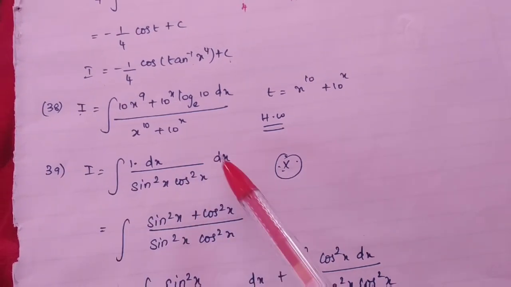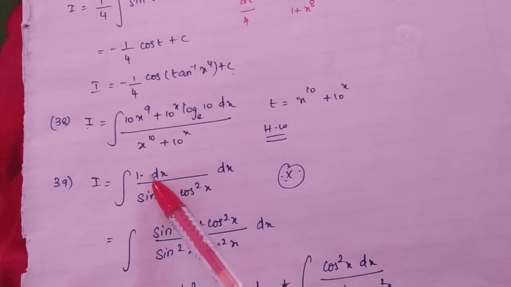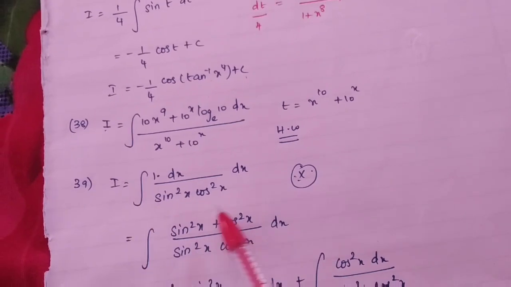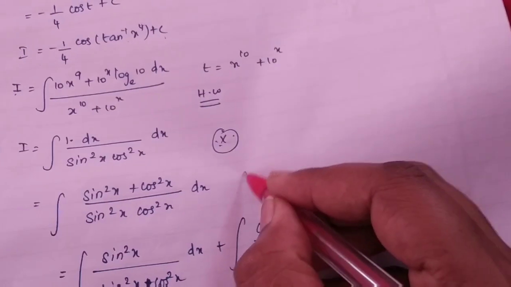The next one, the integral they have given, they did not give one here, dx divided by sin squared x cos squared x. This is an important sum. You need to assume that here it is 1 into dx, and that 1 can be written as sin squared x plus cos squared x, since sin squared x plus cos squared x is equal to 1.